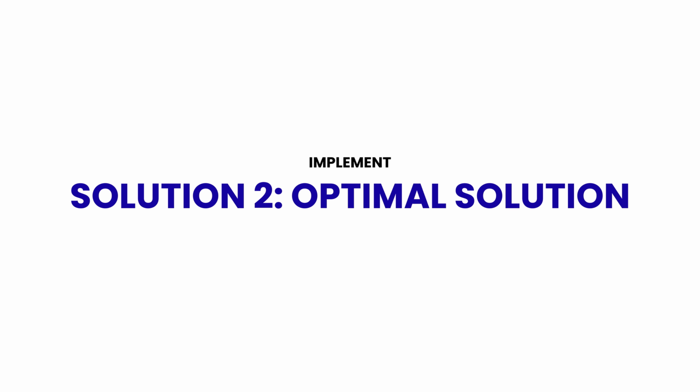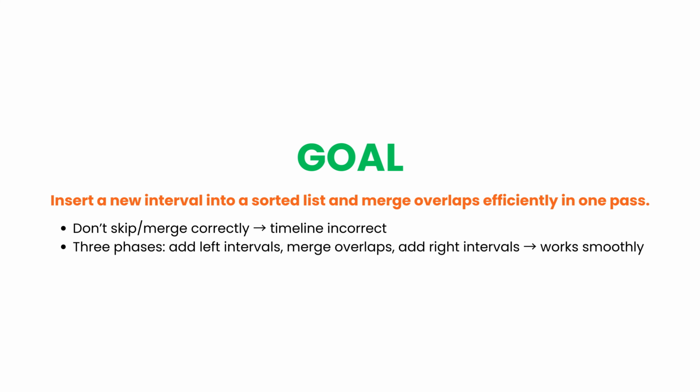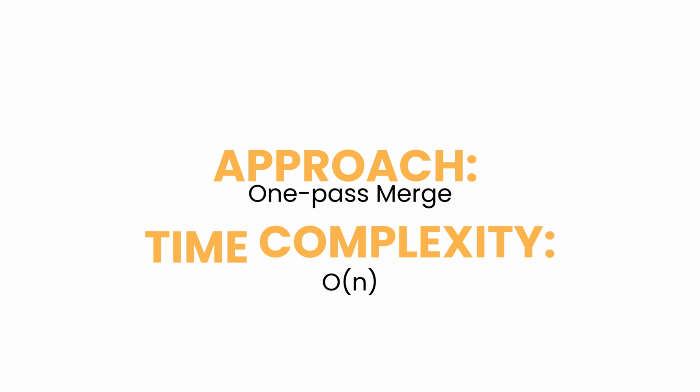Let's walk through this solution. The main goal here is simple: insert a new interval into a sorted list and merge overlaps efficiently in one pass. If we don't skip non-overlapping intervals first or merge correctly, the final timeline becomes incorrect. If we move through 3 phases, add left intervals, merge overlaps, add right intervals, everything works smoothly. Approach: one-pass merge. Time complexity: O(n).